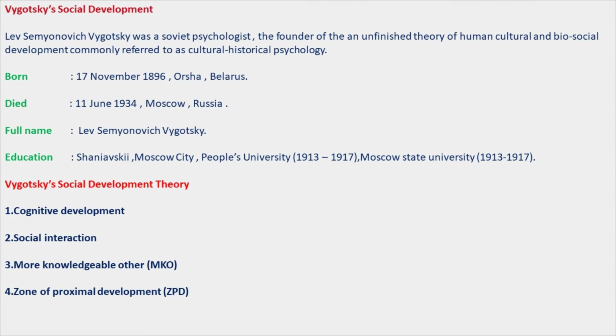Vygotsky social development. Vygotsky was a Soviet psychologist, the founder of the unfinished theory of human cultural and biosocial development, commonly referred to as cultural historical psychology. Born on 17 November 1896, Orsha, Belarus. Died on 11th June 1934, Moscow, Russia. Full name: Lev Semyonovich Vygotsky. Education: Shanyavsky Moscow City People's University, 1913 to 1917. Moscow State University, 1913 to 1917.